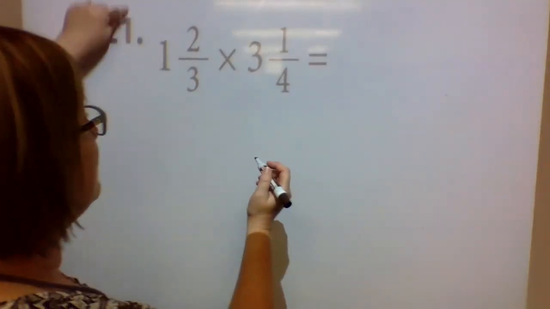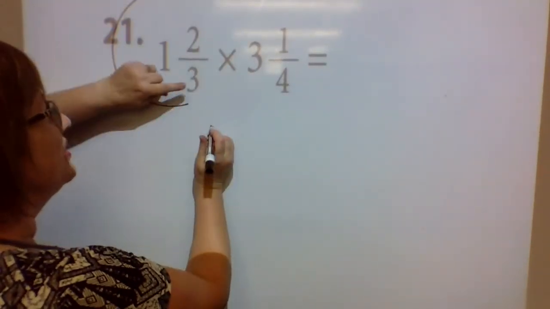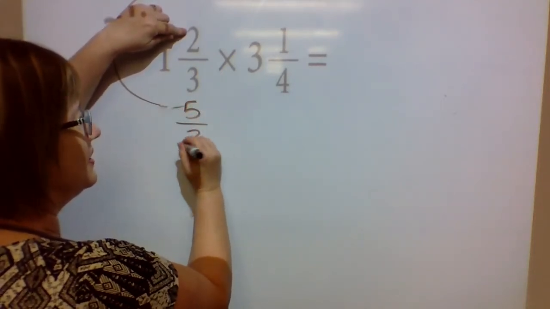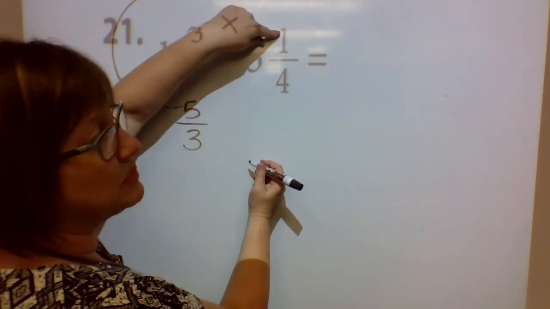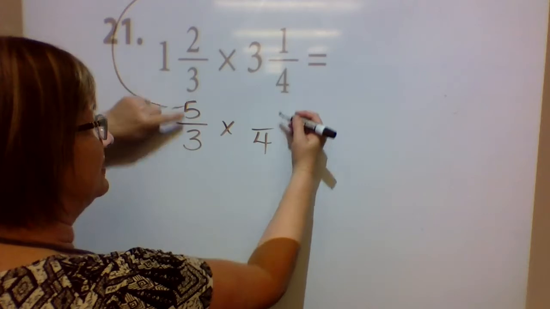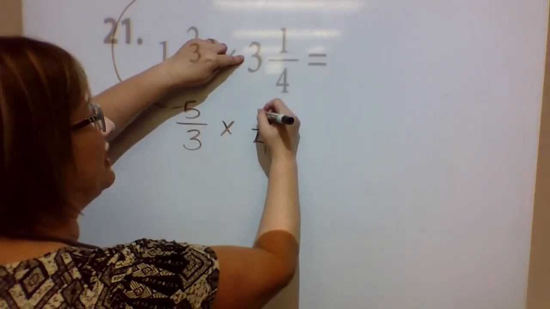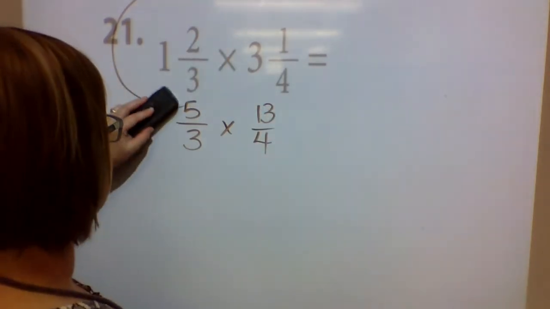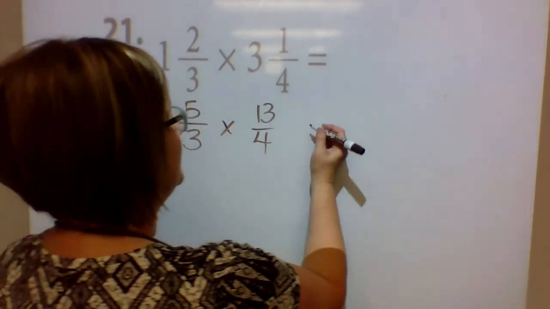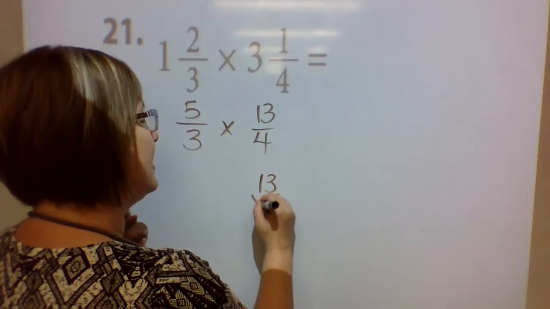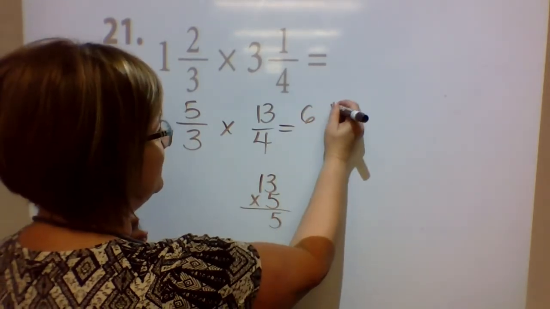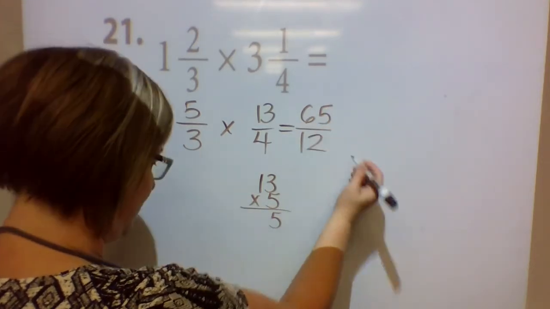Okay? Backwards or upside down C. 3 times 1 is 3 plus 2 is 5. 5 thirds times 4 times 3 is 12 plus 1 is 13. And the denominators stay the same. 3 times 4 is 12, 13 fourths. And now I have kind of a mess here. Multiply across. 5 times 13 is a big number. It's not one that I know readily. That would be 65. 3 times 4 is 12.